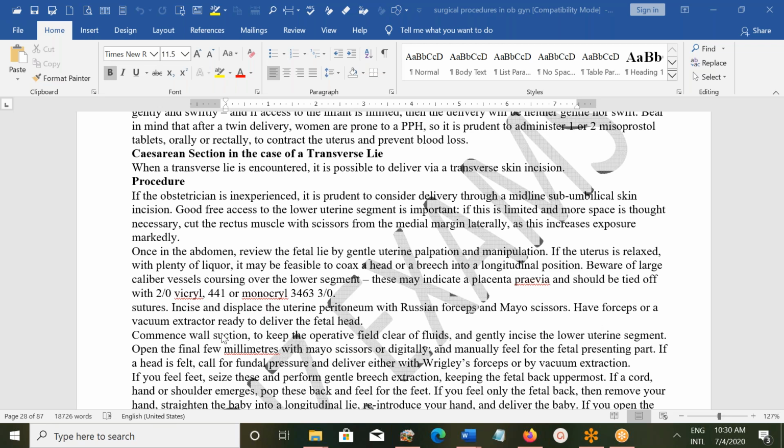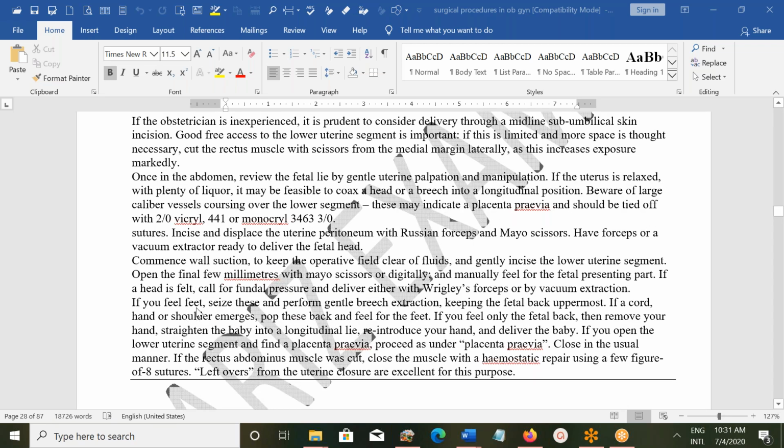Have forceps or a vacuum extractor ready to deliver the fetal head. You can use the Kiwi also, because basically it was developed for delivery of the head at the time of cesarean section. Commence wall suction to keep the operating field clear of the fluids, and gently incise the lower uterine segment. Open the final few millimeters with Mayo scissors, or digitally you can do that, and manually feel for the fetal presenting part. If a head is felt, call for fundal pressure and deliver either with Wrigley's forceps or by vacuum extraction.